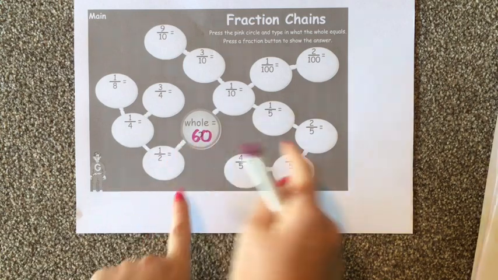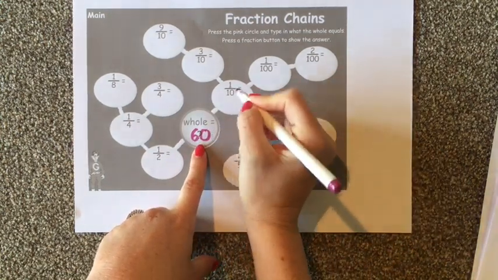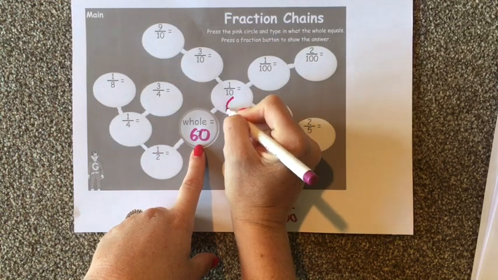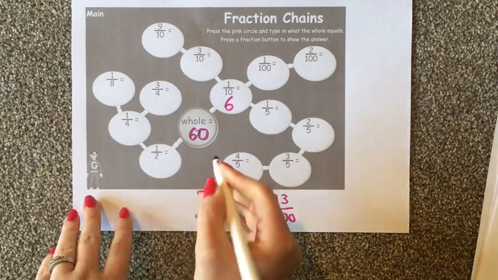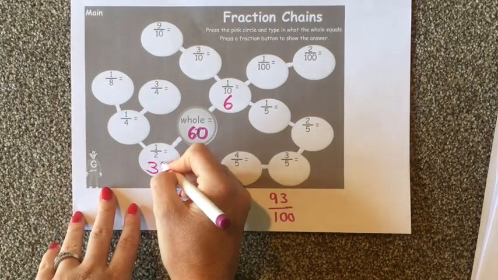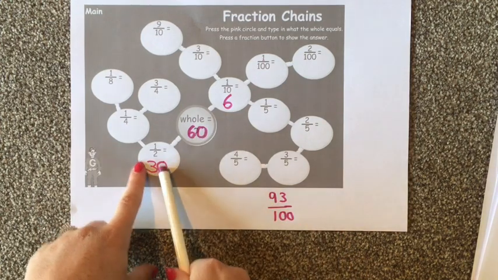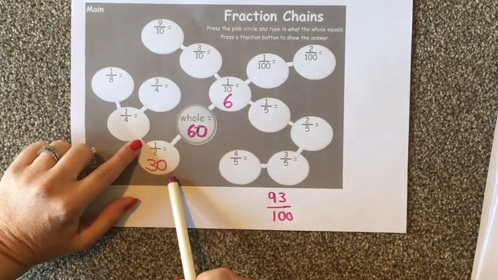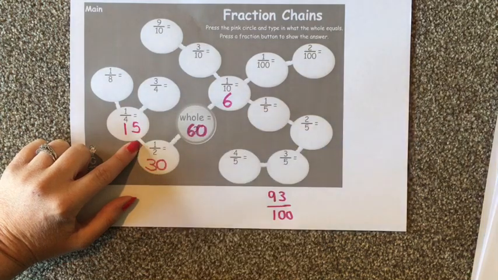So I have to make sure I'm following a link. So I work out each one in turn. So 1/10 of 60 is 6, or I could start the other way. I could say 1/2 of 60 is 30. Now, if I know that 1/2 of 60 is 30, I can then go and find a quarter, which will be half of that again. So that would be 15.